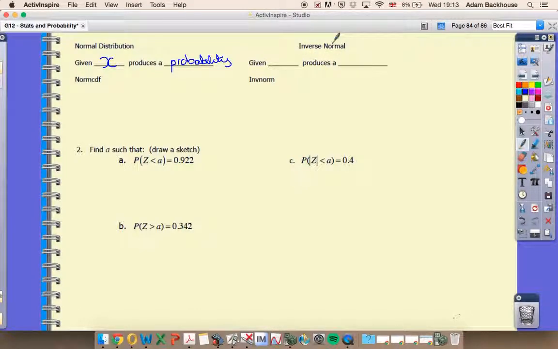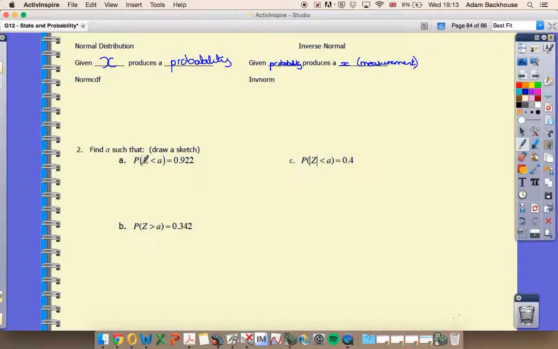When we do the inverse normal, we're doing the opposite. We're starting off with this probability, and we're going to produce an x value or a measurement. And in order to do that, we're using the inverse normal. Both of these are found in the distribution menu of your calculator, where we're also using the binomial distribution functions as well. So let's look at a few more examples.